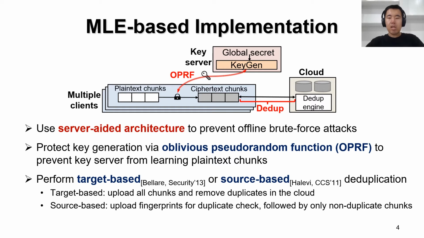In the target-based deduplication, the client needs to upload all ciphertext chunks, and the cloud stores the chunks that have unique contents. In the source-based deduplication, the client first uploads the fingerprints of ciphertext chunks, and the cloud performs duplicate check by fingerprints and informs the client to only upload non-duplicated chunks.